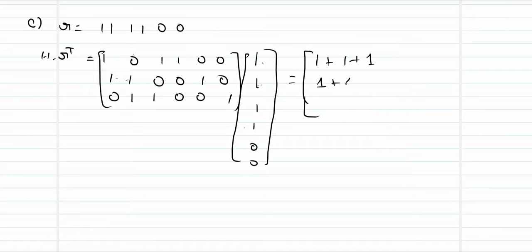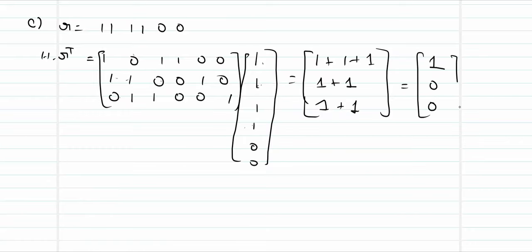1 into 1 is going to be 1, 1 into 0 is 0, 0 into 1 is 0, 1 into 0 is 0, and the remaining things go 0. 1 into 1 is going to be 1, and 1 into 1 is going to be 1. This 1 is here but a 0 over here, so this completes the quantity. 1 plus 1 is 0, 0 plus 1 is 1, 1 plus 1 is 0, and 1 plus 1 is 0. So the syndrome is 1 0 0.